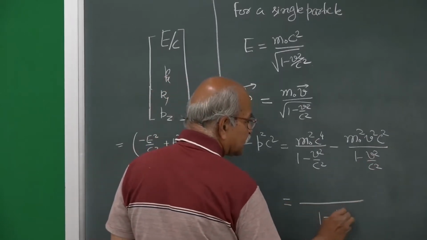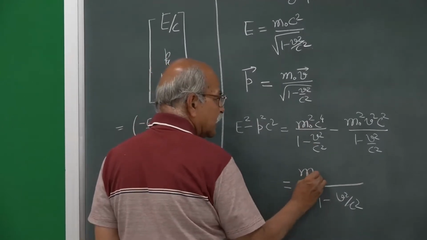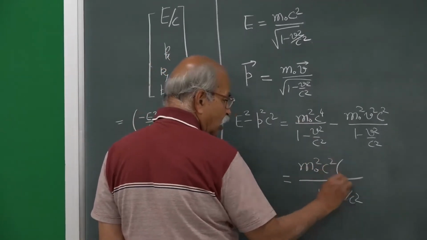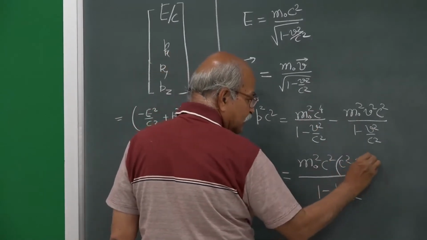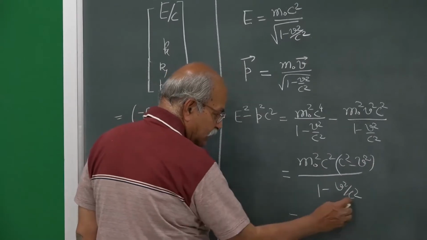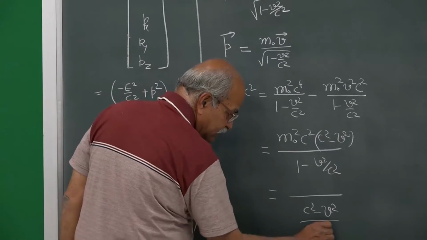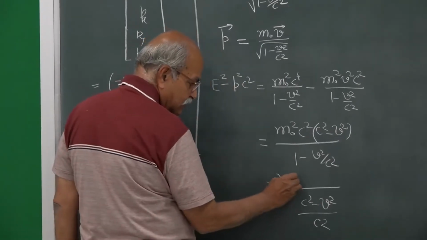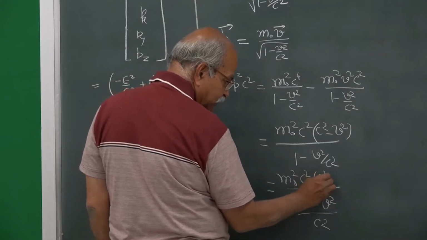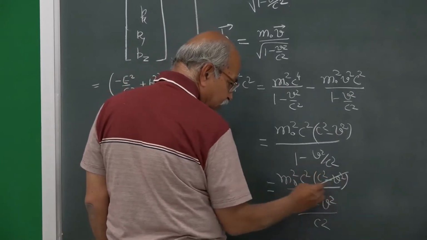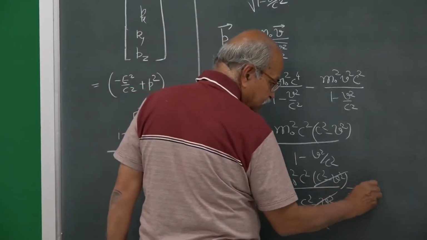So, you have 1 minus V square by C square here, and then m naught square C square you can take common. So, you will get C square from here and minus V square from here, and this you can write as C square minus V square by C square, and this is m naught square C square, and then you have C square minus V square, cancel this, bring it up, and this is m naught square C 4.